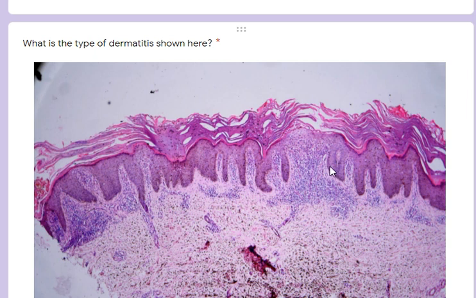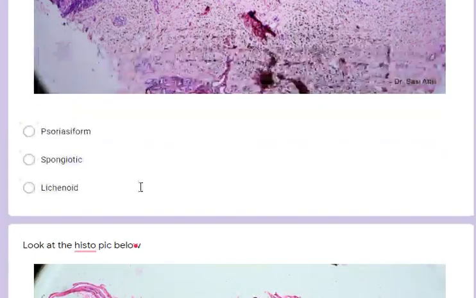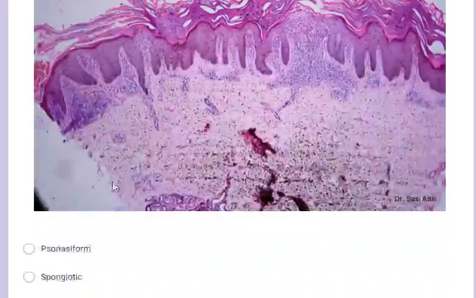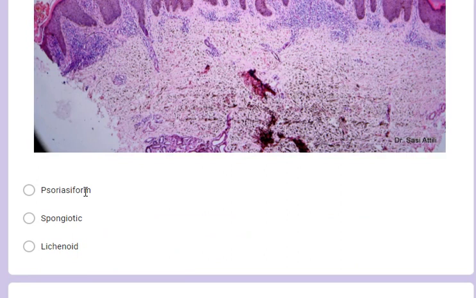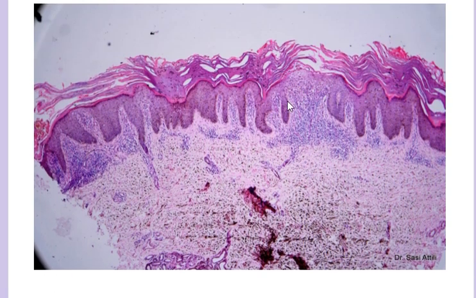And then there is an upper dermal inflammatory infiltrate. Here it looks like there is a bit of spongiosis, but overall it is essentially a psoriasiform dermatitis. So the type of dermatitis shown here is psoriasiform. We need to look at the overall picture. We should not base our diagnosis on one particular feature, which is the spongiform area here.